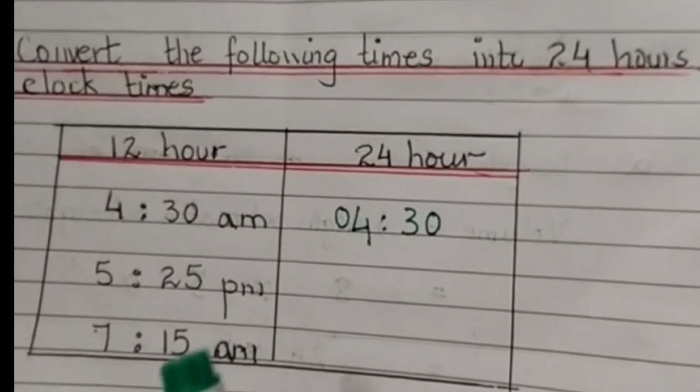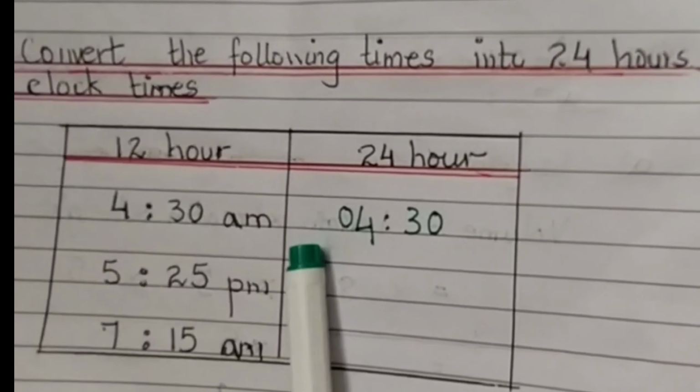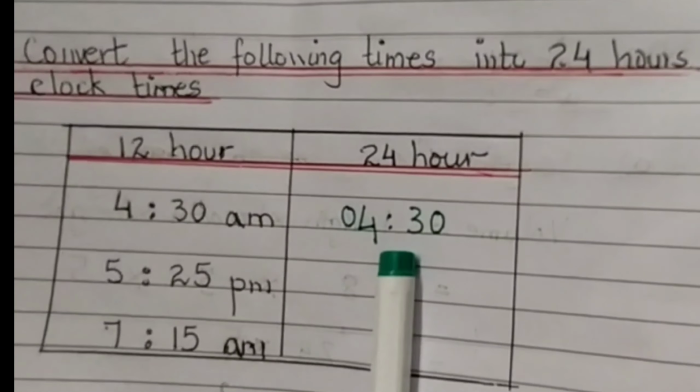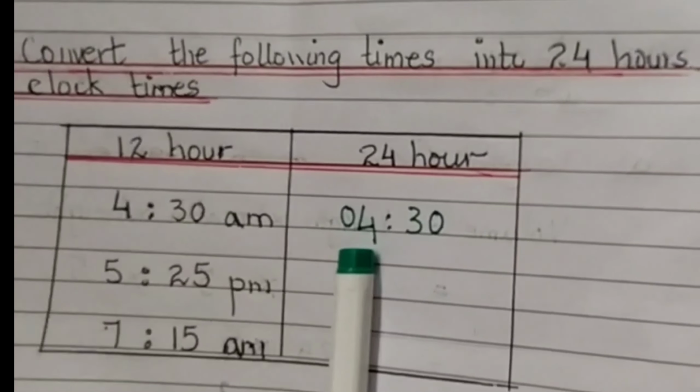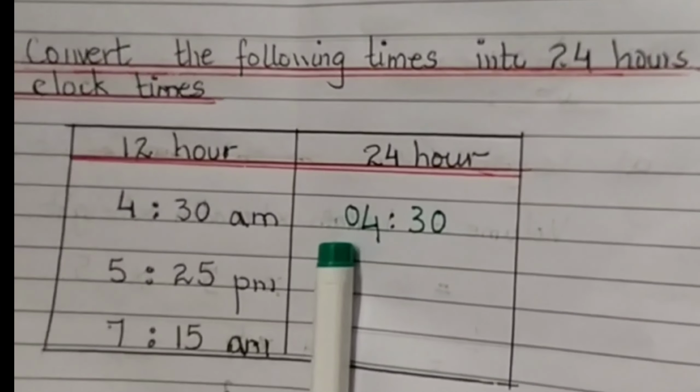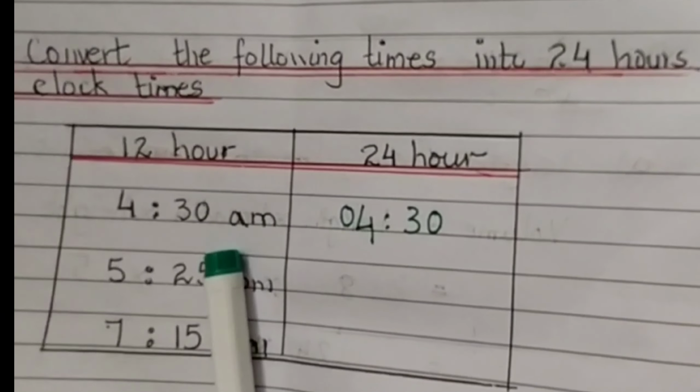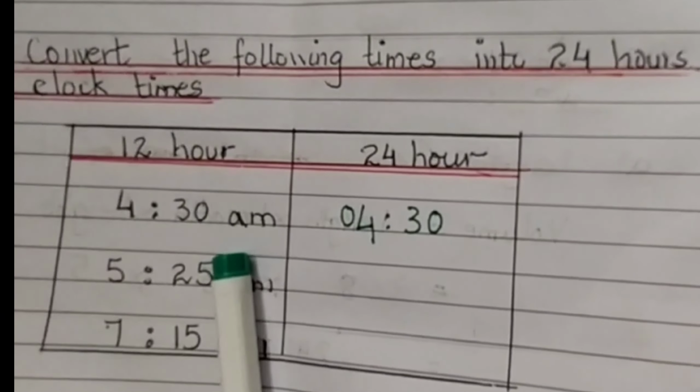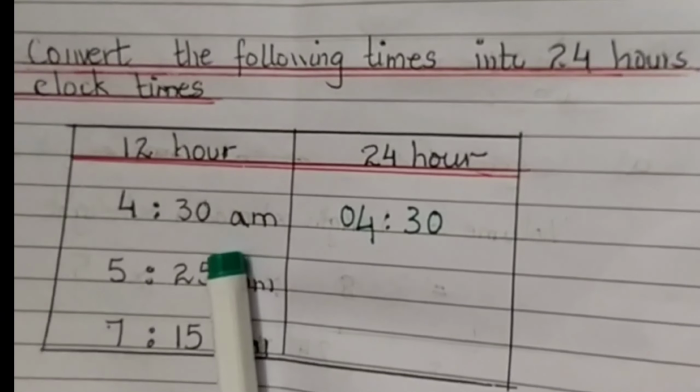What have you to add here? You have only added up a 0 in front of this 4. Since it is a.m., a.m. is the beginning of the day. The new day has just started. After 12, the new day starts after 12.